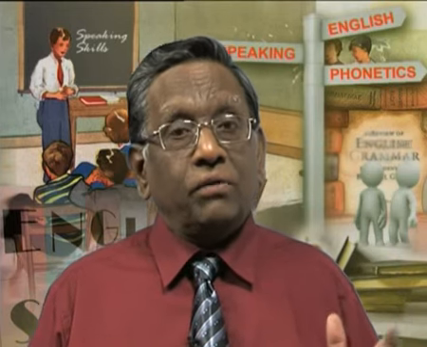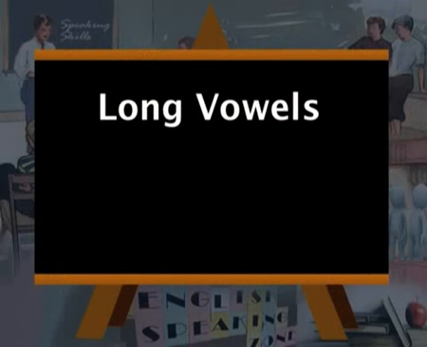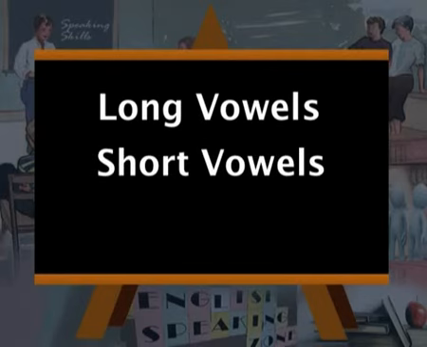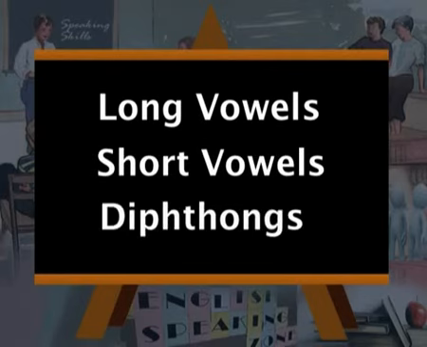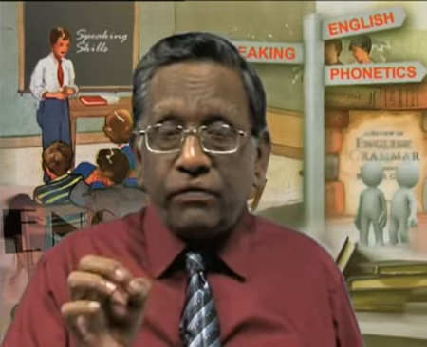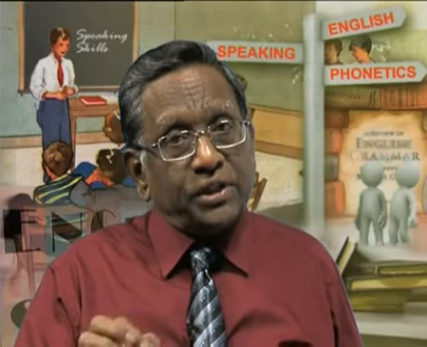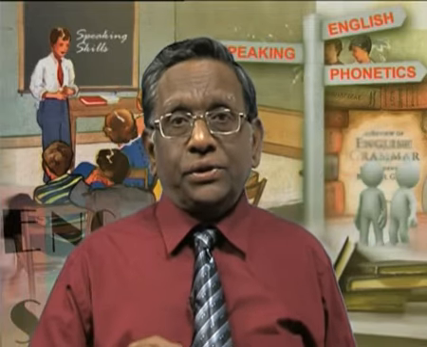Now, what are the various vowel sounds or vowel phonemes of English? We have long vowels, we have short vowels, and we have diphthongs. We have to note that the length of the vowel can differentiate the meaning in English.